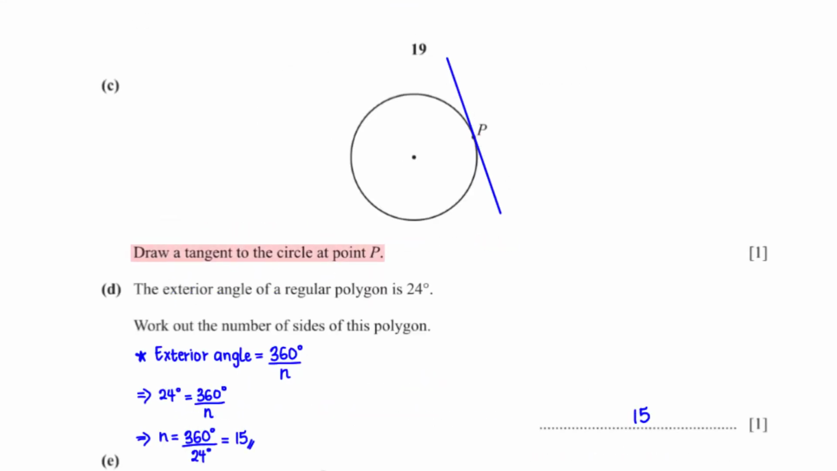Draw a tangent to the circle at point P. The tangent is simply a straight line that touches point P of the circle.